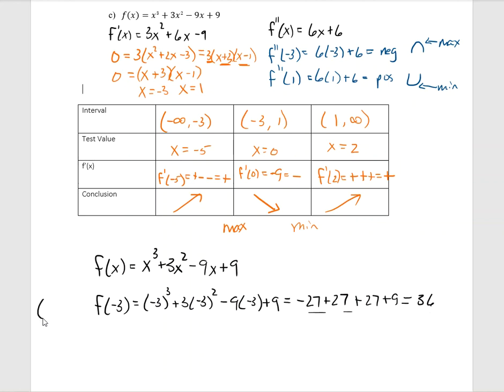So we have a point -3, 36, which is a maximum. And we have a point f of 1. When we substitute 1, right, 1 to any power is just 1. 9's cancel each other out this time. We get 4, and so we have a point 1, 4 that is a minimum.